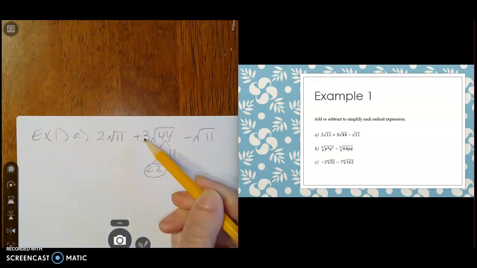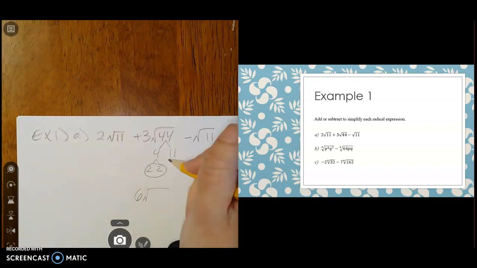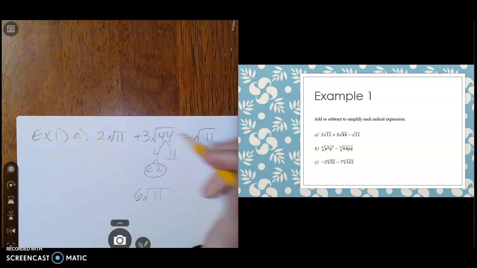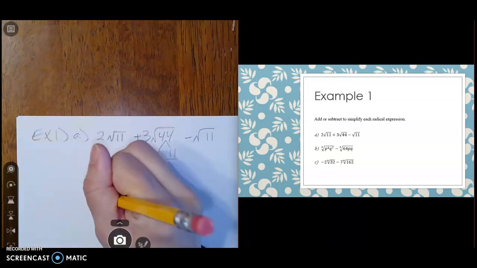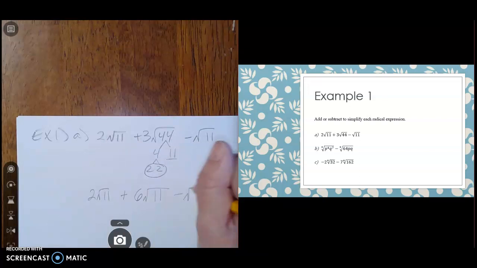And when I bring it out, there's also a 3 there. You'll just multiply those together. This 2 times that 3 would be a 6. And then underneath the radical is this 11 that we haven't used yet. Everything else stayed the same, so we have a 2 square root of 11 plus 6 square root of 11 minus the square root of 11.